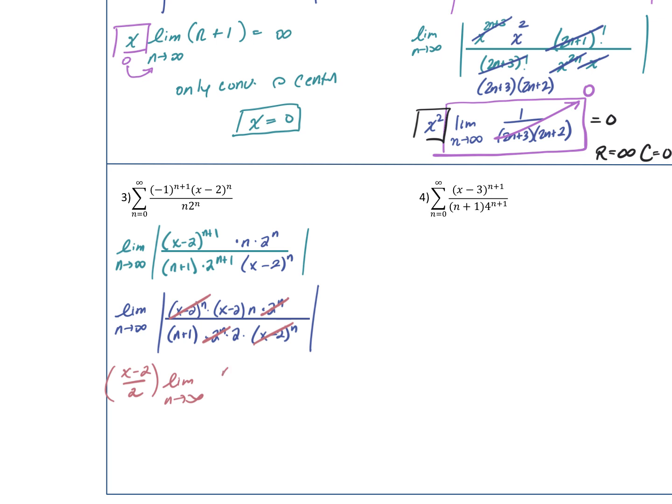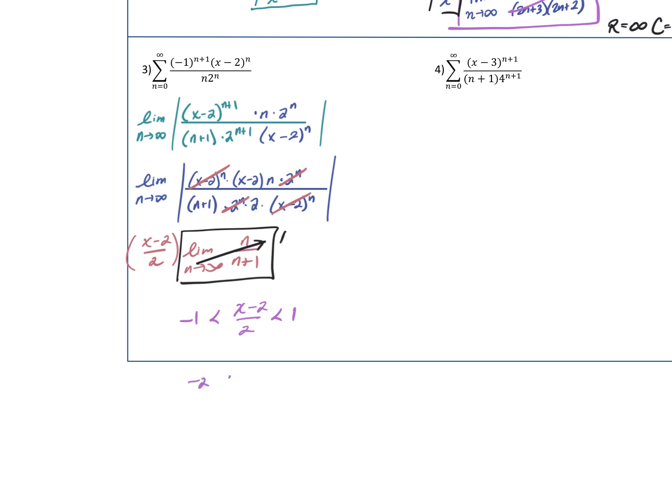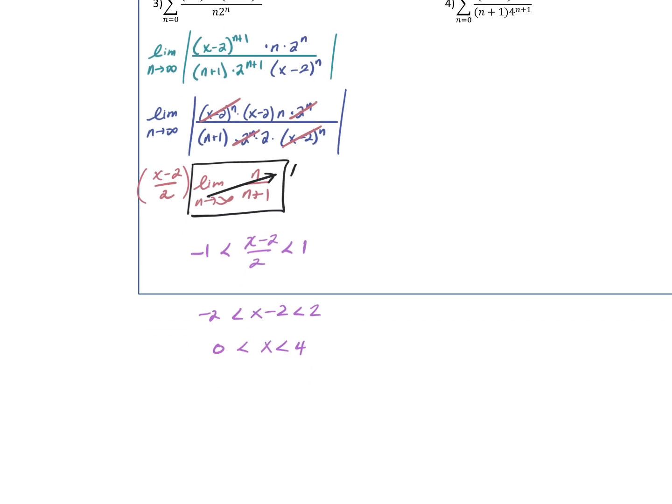So we have n over n plus 1, so this goes to 1. So I'm left with this. Now, since this is the ratio, we're using the ratio test. We want x minus 2 over 2 to be less than 1, greater than negative 1. By forcing that, that will tell us what x has to be. So we're going to get negative 2 less than x minus 2 less than 2. X is less than 4, greater than 0. Okay, so that's sort of my interval of convergence. We do need to test the endpoints. So we're going to test the endpoints.